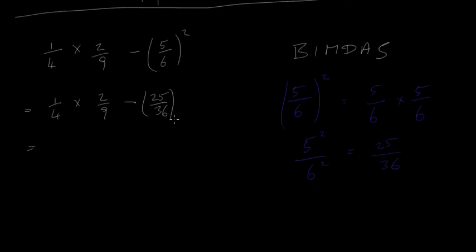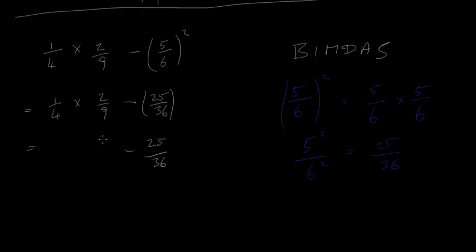Okay, so now what we've got to do is go back to our BIMDAS again. We look at B for brackets. We have brackets here, but nothing we can do with them. I for powers, no more powers left. M for multiplying. Well, we do have a multiplying here, so I'm going to do something with this. I'm going to multiply these two. I'm not going to do anything with our 25 over 36. I'm going to take away the bracket, because it doesn't make any difference. So how do you multiply these two fractions here? You multiply the top by the top, the bottom by the bottom.